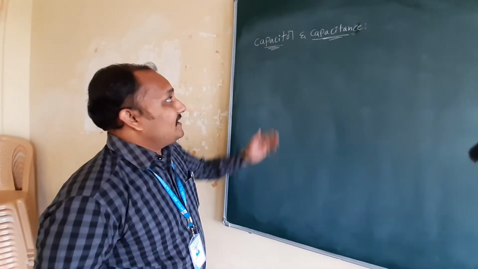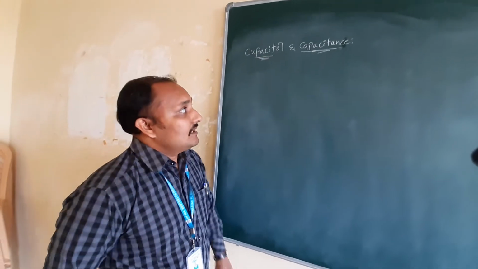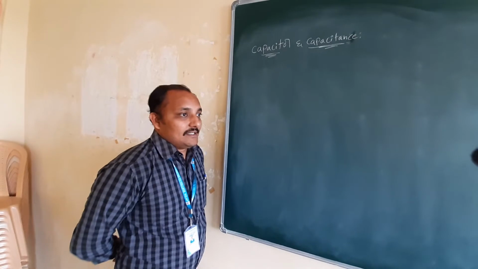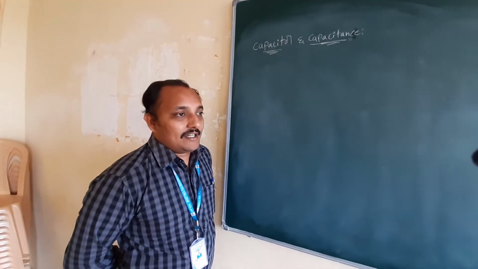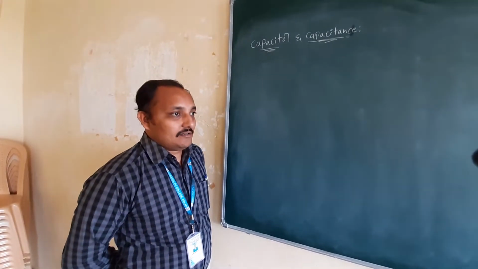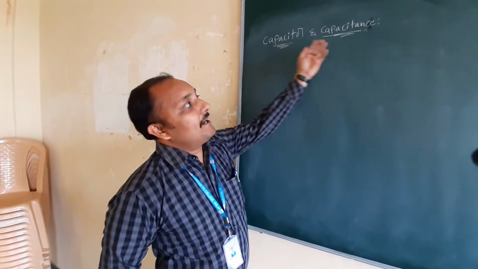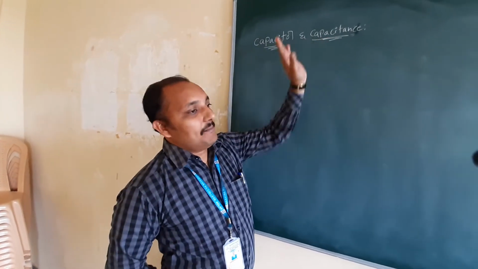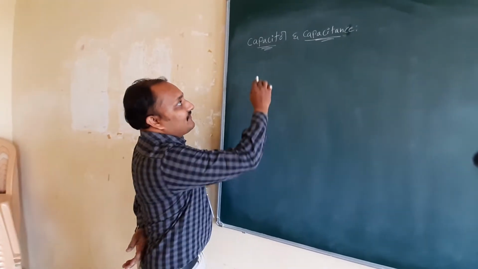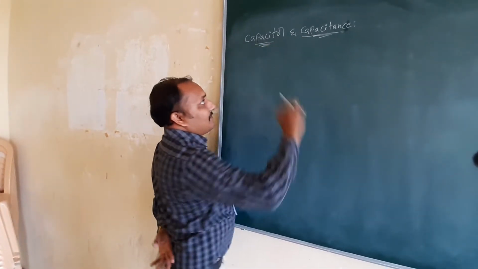So our next topic is capacitor and capacitance. Our lesson name was electric potential and capacitance. Up to now we discussed potential. Now we are going to discuss capacitance. First we are going to know the difference between capacitor and capacitance.